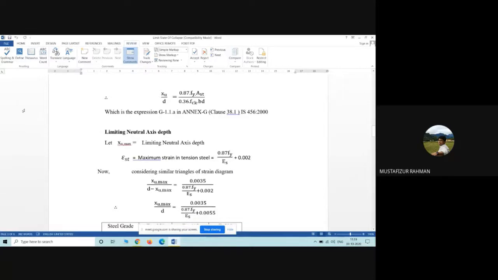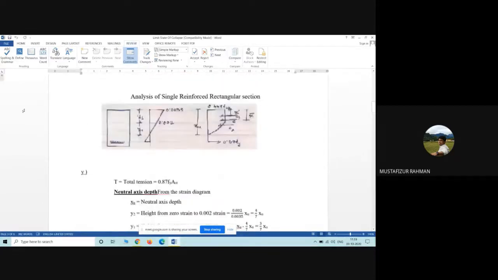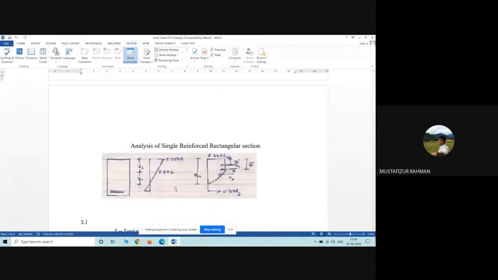Now again we are going to the strain curve. Here I have not written the values. This is the strain diagram.